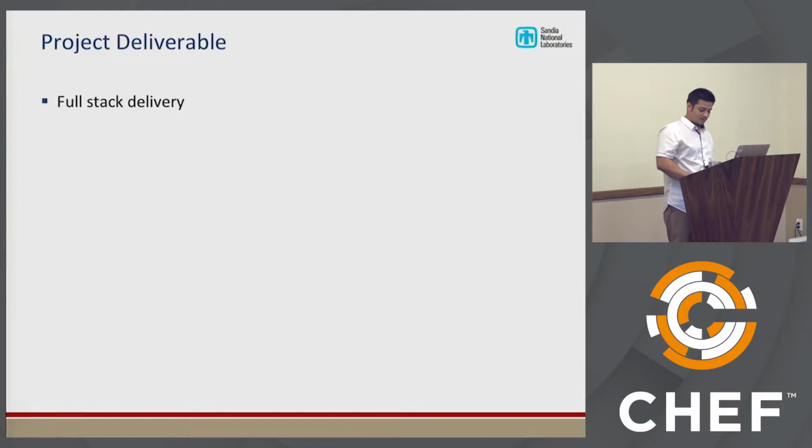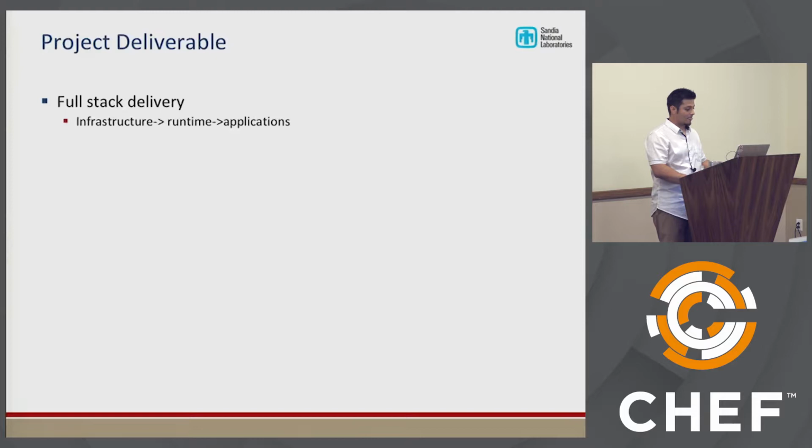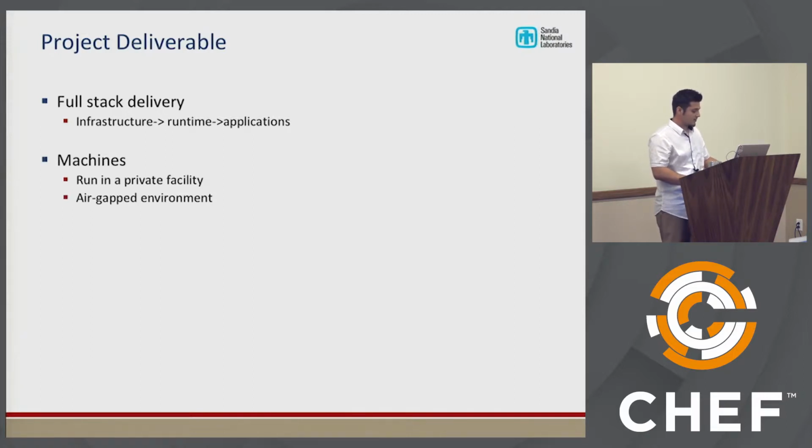So the project deliverable for this project that we're working on is basically a full stack delivery. We're delivering the virtual machines, which is the infrastructure. The runtime, we're using Docker containers and Carafe. We're also delivering the applications that are running inside those containers as well. The machines need to run in a private facility, and we don't own that facility for security reasons. The environment that all the machines are going to be running in is completely air-gapped for security reasons.